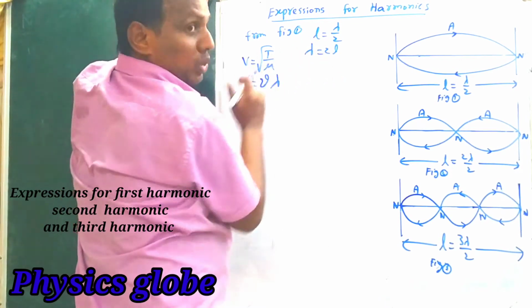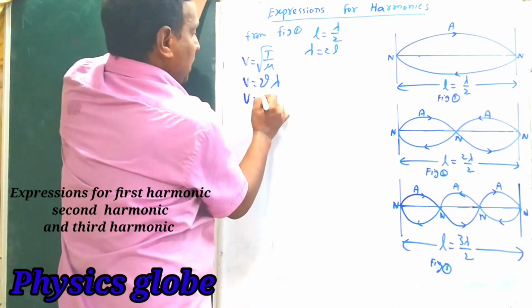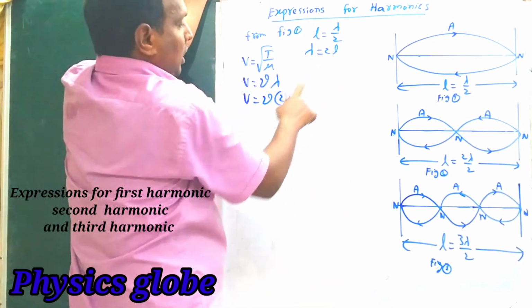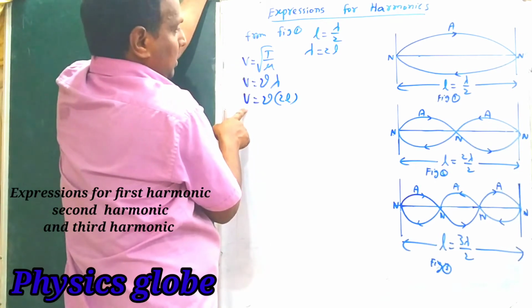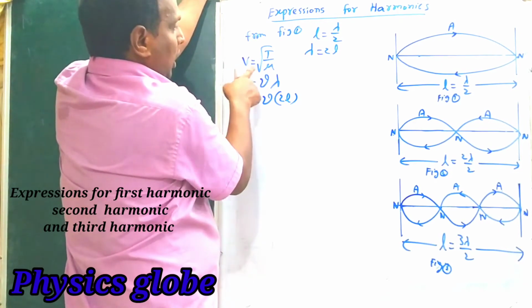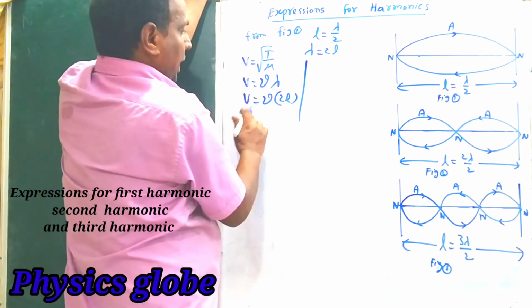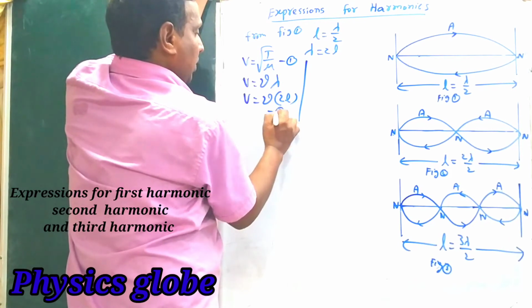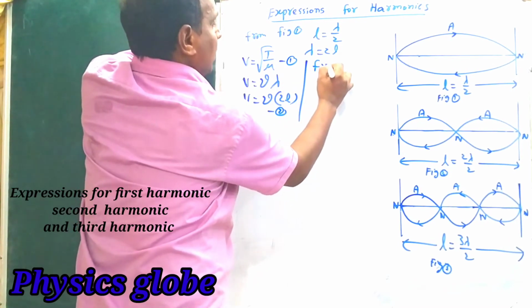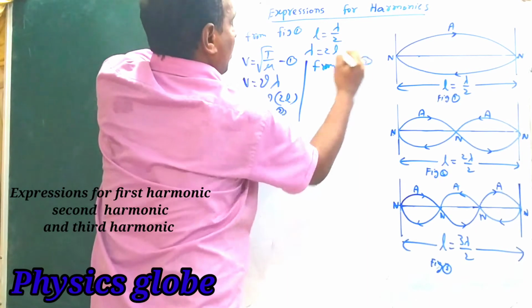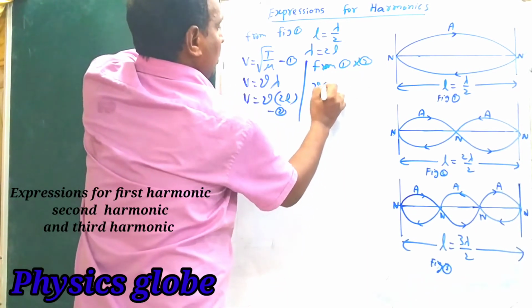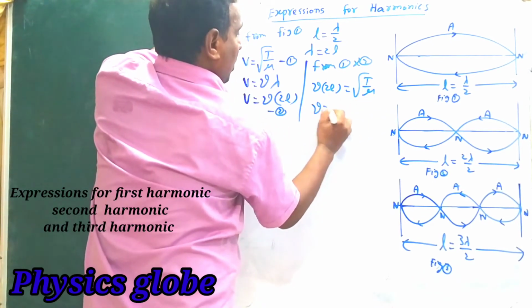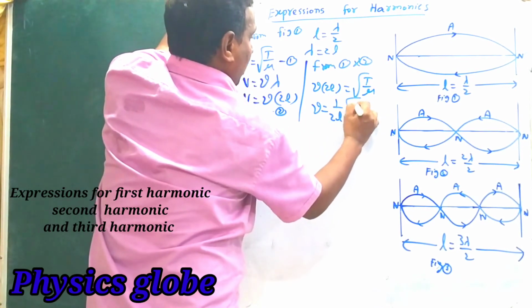And lambda equal to 2L. Therefore V equal to nu into 2L, because lambda equal 2L. So from these two equations, V equal root of T by mu as the first equation and V equal nu into 2L as the second equation, from 1 and 2 we can write nu into 2L equal to under root of T by mu. Nu equal to 1 by 2L root of T by mu.